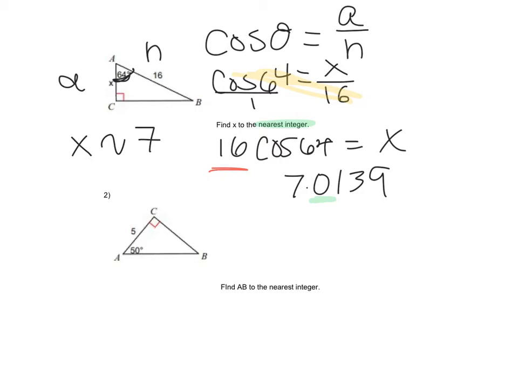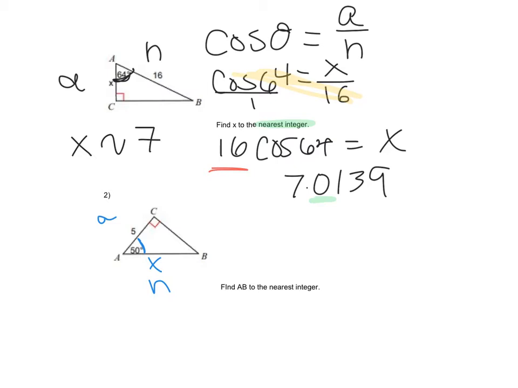Let's look at the second problem. So the second problem, I am now going to look for the hypotenuse instead. So my angle is the 50 degrees, that's my reference spot. I'm looking for AB, which is the hypotenuse. Okay, and then my 5, if I'm standing at 50, the 5 is the adjacent side because it's next to it and it makes up the angle.